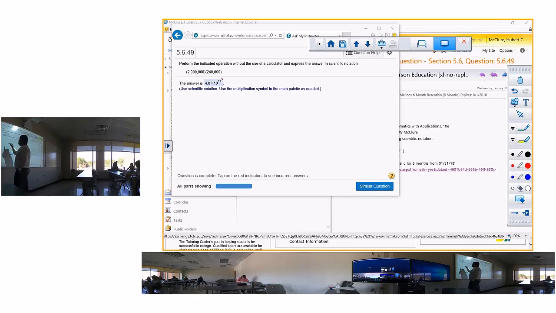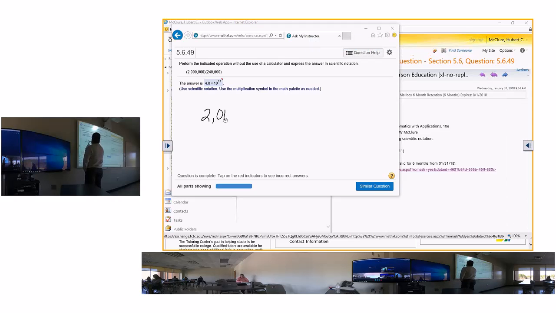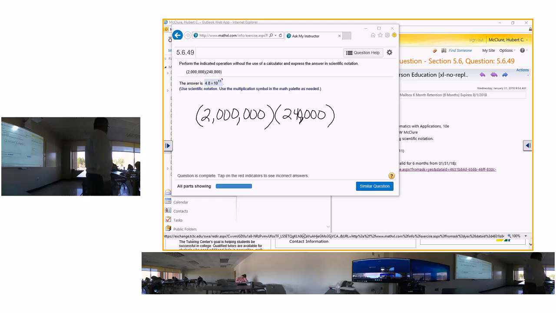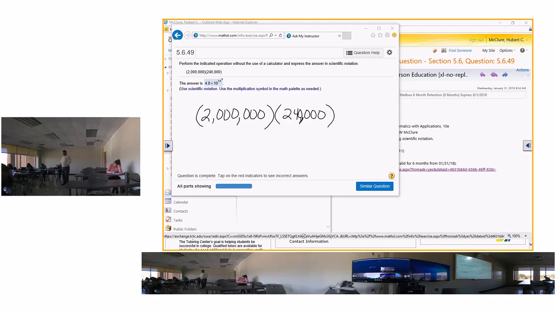All right, 4.8, 2 million times 240,000. Oops. There. 240,000. So change both of them into scientific notation and use the multiplicative law, which means you're going to add the exponent. And everybody knows what 2 times 2.4 is, 4.8, so you don't need a calculator.